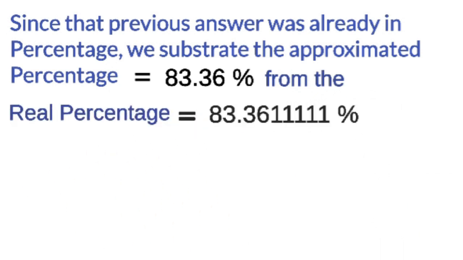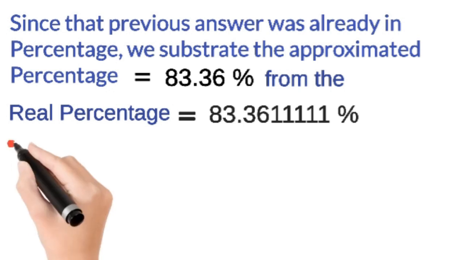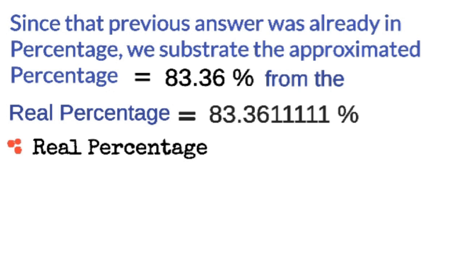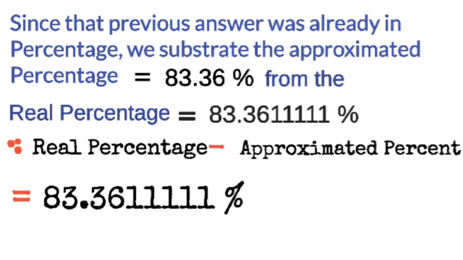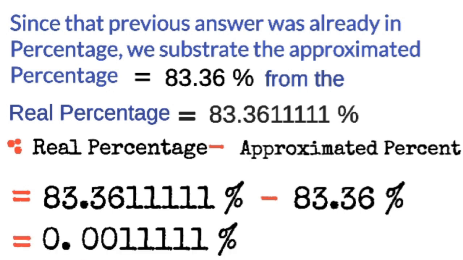We will just subtract the approximated percentage, which is 83.36%, from the real percentage or the original percentage, which is 83.3611111%. Real percentage minus approximated percentage. It is equal to 83.3611111% minus 83.36%. Please listen to this. This is one of the cheapest ways of subtracting decimals.